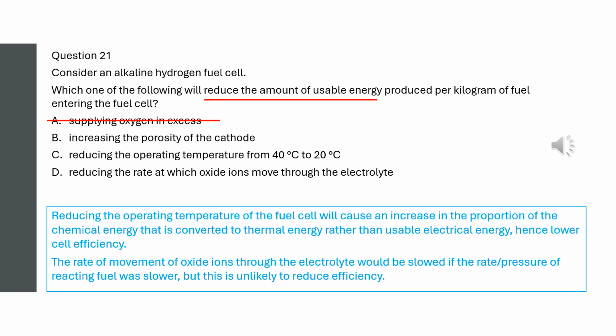So, B is eliminated. Reducing the operating temperature of the fuel cell will cause an increase in the proportion of chemical energy converted to thermal energy rather than usable electrical energy, hence lower cell efficiency. So, C is correct. Reducing the rate at which oxide ions move through the electrolyte will slow down the rate of reaction, but this is unlikely to reduce efficiency. So, D is eliminated.